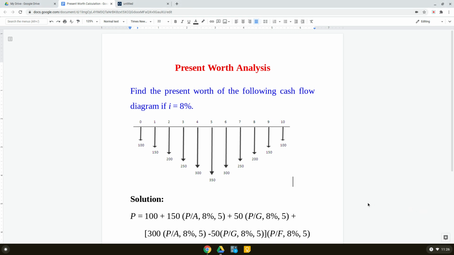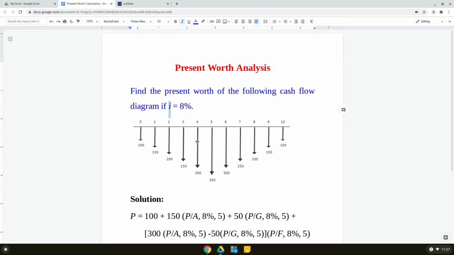In this video, we are going to study how to calculate present value or present worth of a given cash flow diagram. So let's quickly read this problem. We have a cash flow diagram here. Find the present worth of the following cash flow diagram if I, letter I, indicates the interest rate. If interest rate I is equal to 8%.